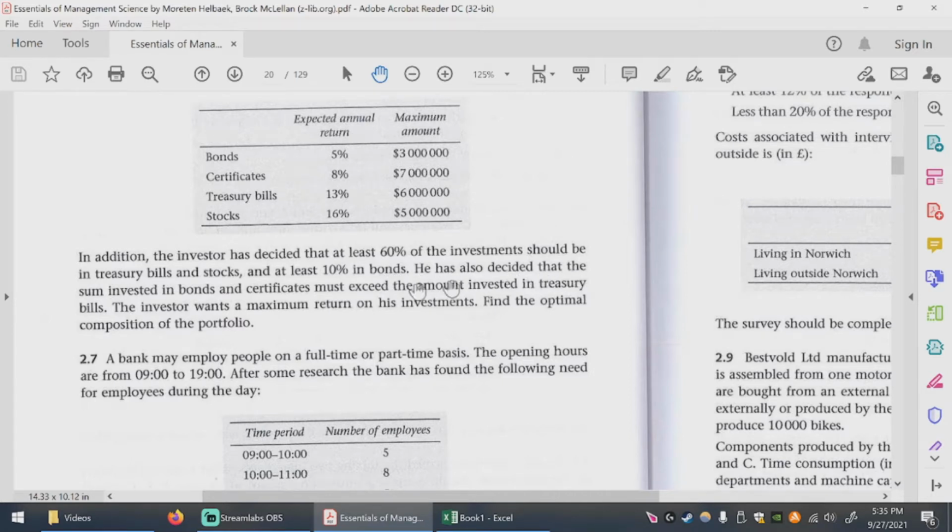He's also decided that the sum invested in bonds and certificates must exceed the amount invested in treasury bills. Some constraint, not interested. The investor wants a maximum return on his investments. Now, I'm interested in that. So the return on investment, I want the maximum. There is my objective. Find the optimal composition of the portfolio. And usually, ironically, the things I want to start with come at the end of all the detail.